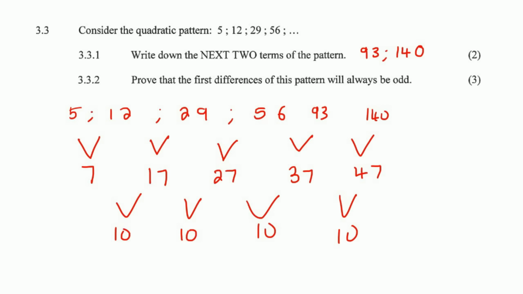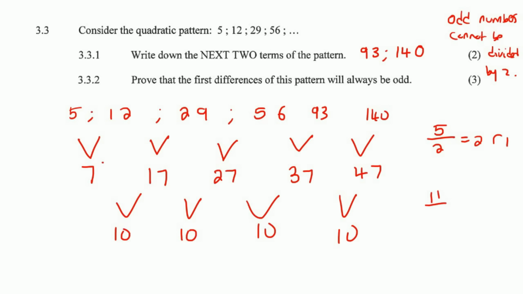Prove that the first differences, which would be these ones over here, will always be odd. Now that might seem like a weird question, or you might wonder how to show that. Well, what we must remember is that odd numbers cannot be divided by 2. They'll always have a remainder. For example, if you divide 5 by 2, 2 can go into 5 twice, but then there will be a remainder of 1. If you say 11 divided by 2, it can go in 5 times, but there'll always be a remainder of 1. So a number that is odd cannot be divided by 2 fully.